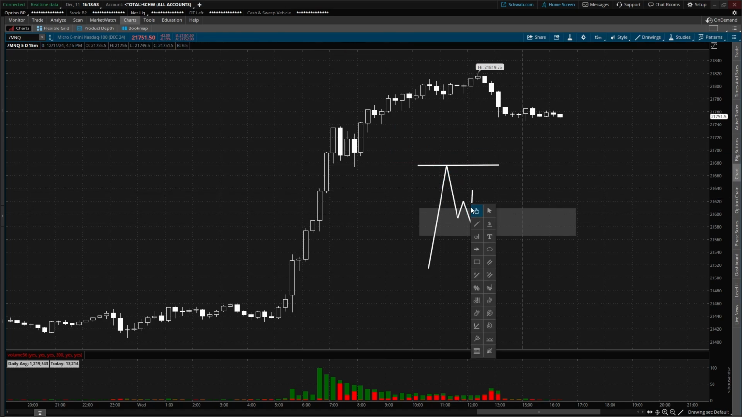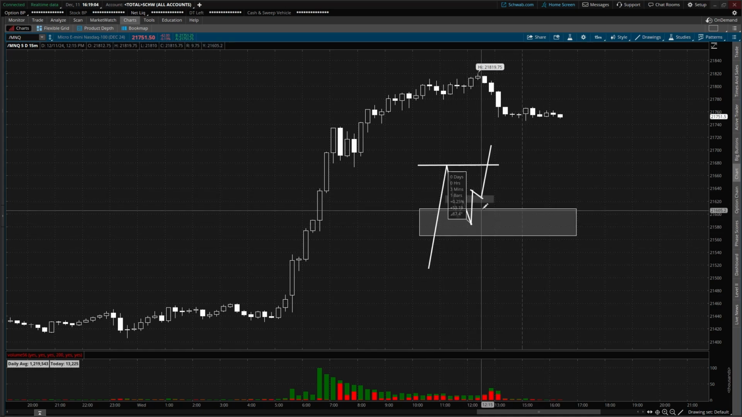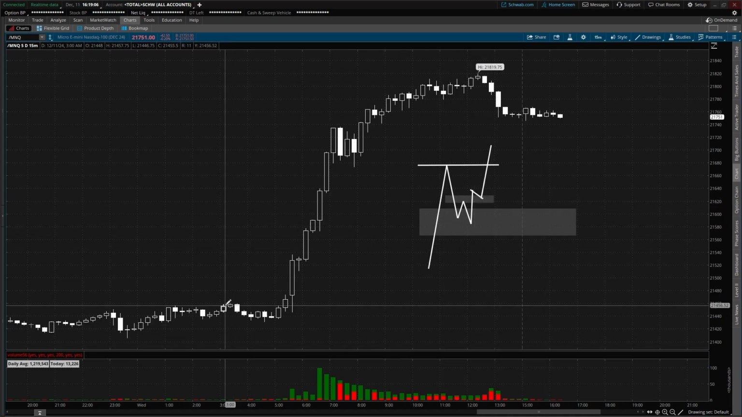We break structure, we leave an inverse. That is your point of entry. Your target is what? All-time high. This is the log model continuation. This is the exact setup that we look for at all-time highs in a trending market.